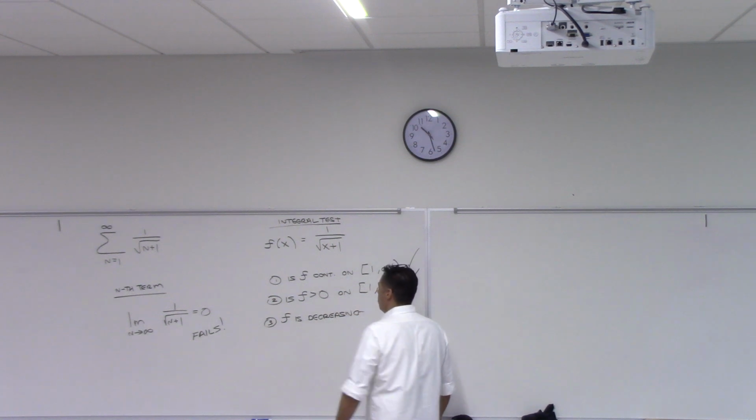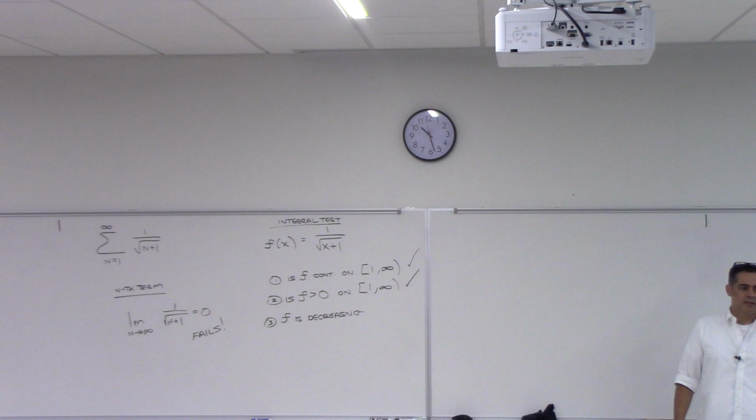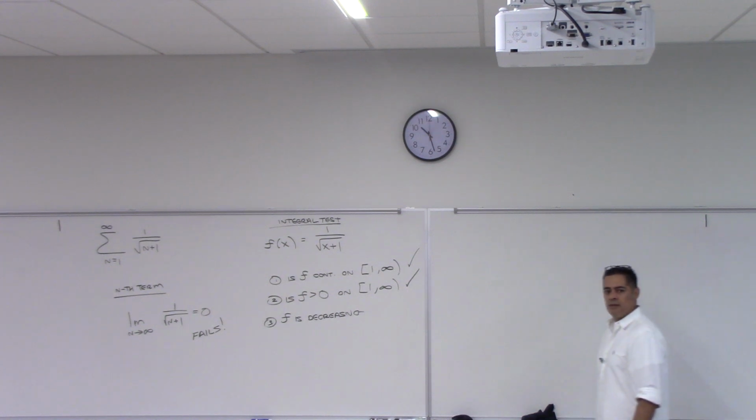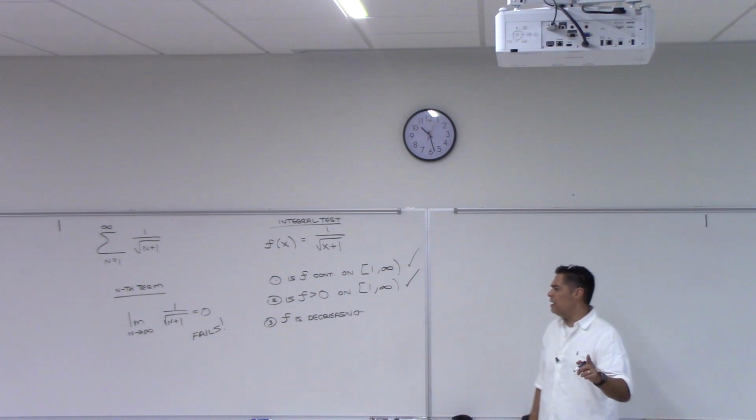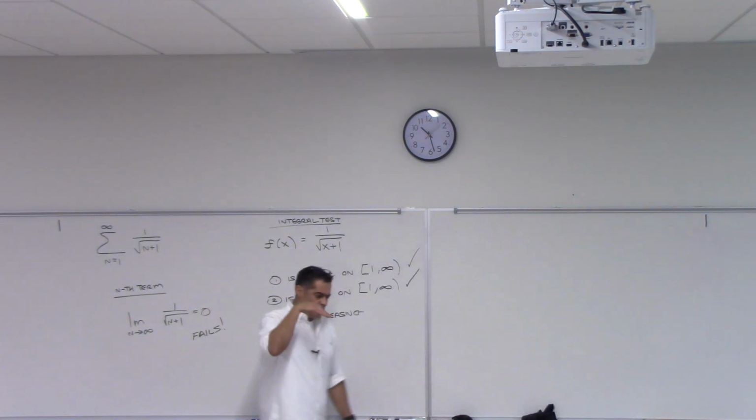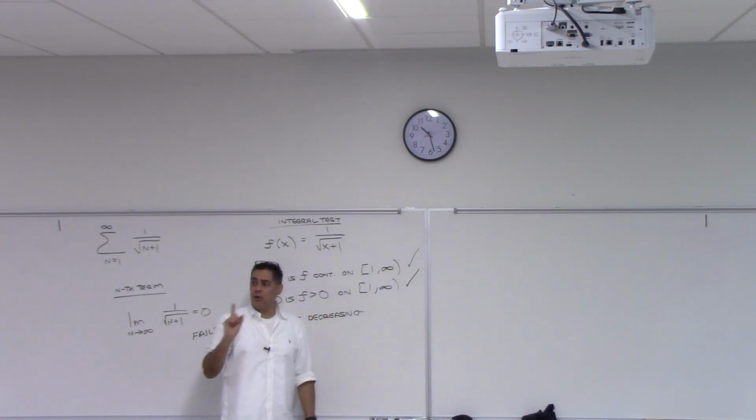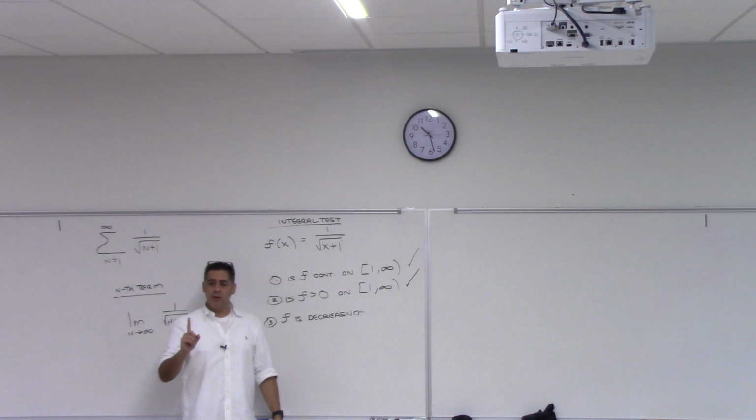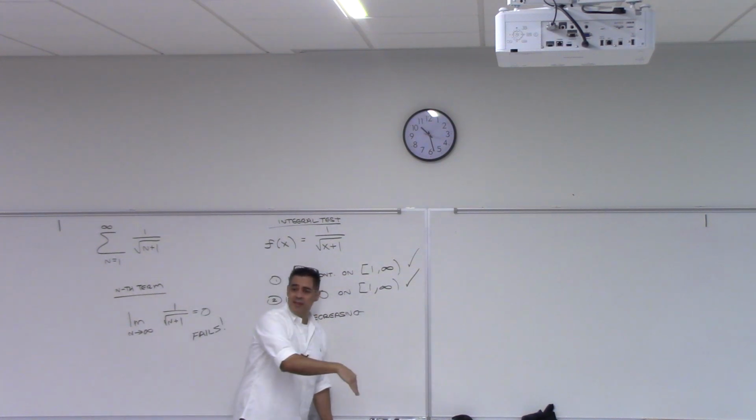How do we show a function is decreasing? Cal 1. Decreasing means the function's going down, right? So what we want to look at is the first derivative. Remember, if the first derivative is positive, your graph goes up, right? If your first derivative is negative, it goes down.